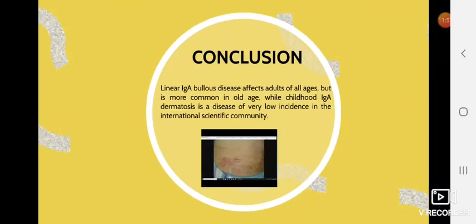Conclusion. Linear IgA disease affects all ages, but is more common in older age, whereas childhood IgA dermatosis is a disease of very incident, with immunization side effect community.